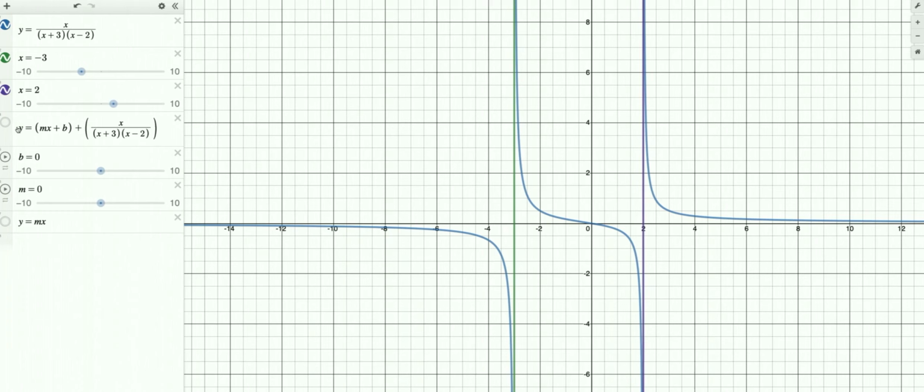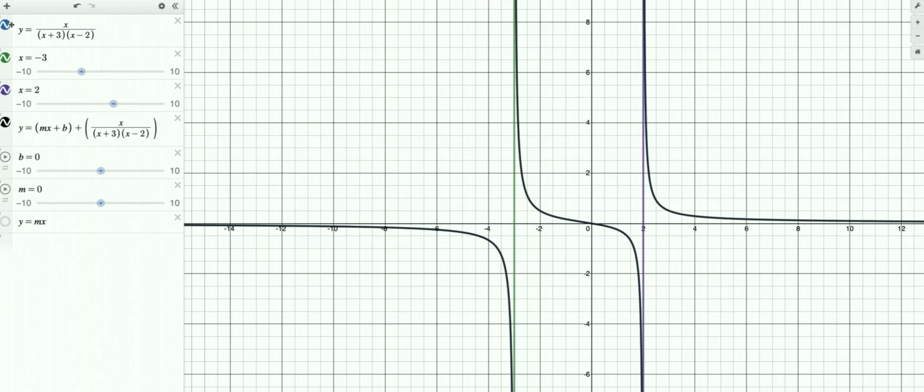Now I'm going to come down over here and introduce, take a look over on the left-hand side, y equals mx plus b plus x over (x plus 3)(x minus 2). So we have the same r of x over d of x that we had before, but this time I'm sticking in a q of x, which is mx plus b. At the moment, this is identical to the one above because m and b are both 0, as you can see right here.